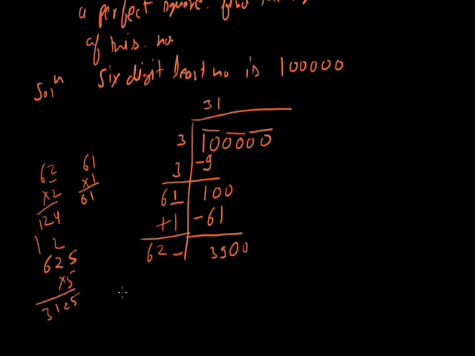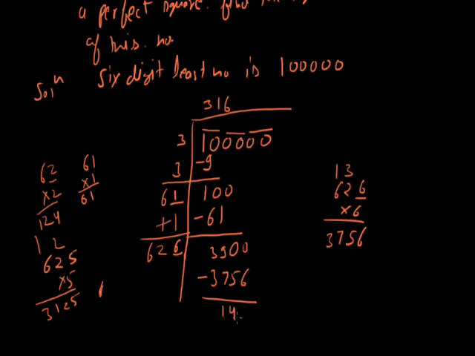3125 is less than 3900. Let's see if I put 6 in place of 5, so I have to multiply this with 6. 6 6s are 36, that is 6, 3 carry forward. 6 2s are 12, 12 plus 3, 15, 5, 1 carry forward. 6 6s are 36 plus 1, 37. So 3756. So what I see here is that if I put 6 here, the product becomes near to 3900. So I have to write 6 here. So 3756.